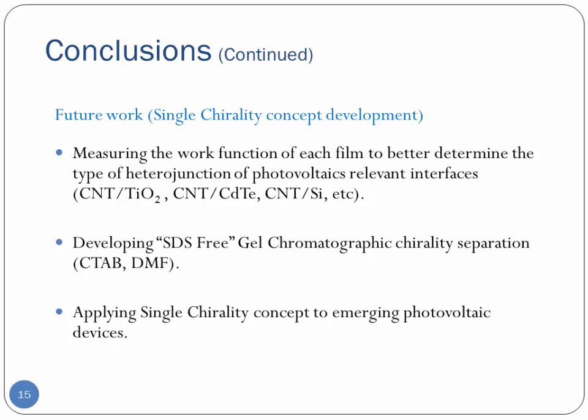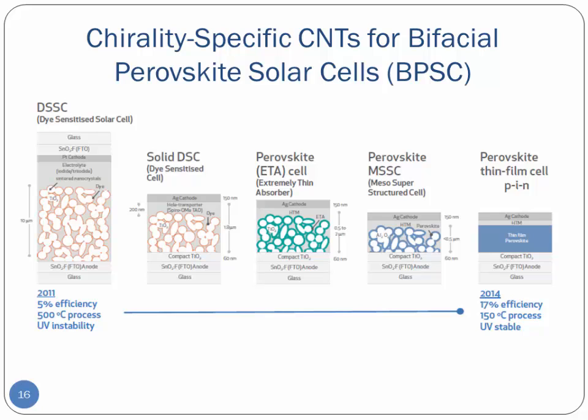Third, we can try to apply this concept to a new, emerging device, which, needless to say, are the perovskite cells. Everybody knows the evolution of perovskite cells from the sensitized approach to the PIN structure. The advantage of the last structure is that the temperature of the thermal treatment is very low. So if you need to use carbon nanotubes, it means that your thermal treatment temperature needs to be low.